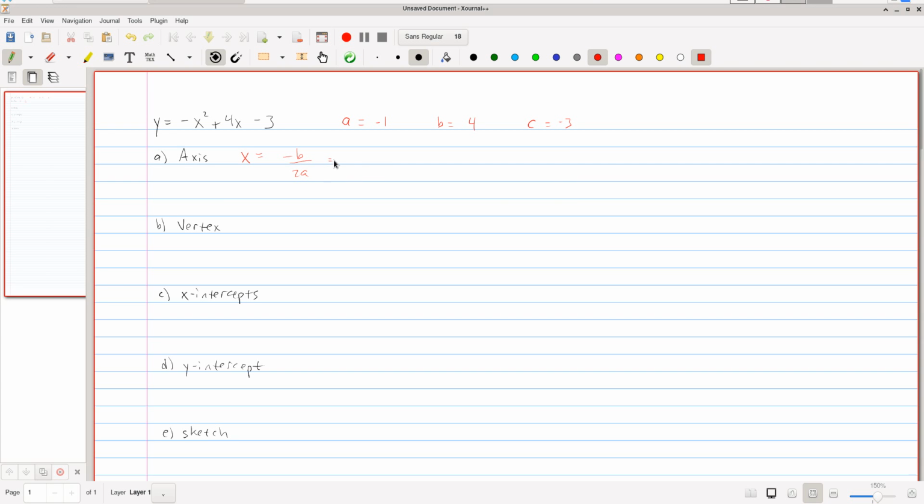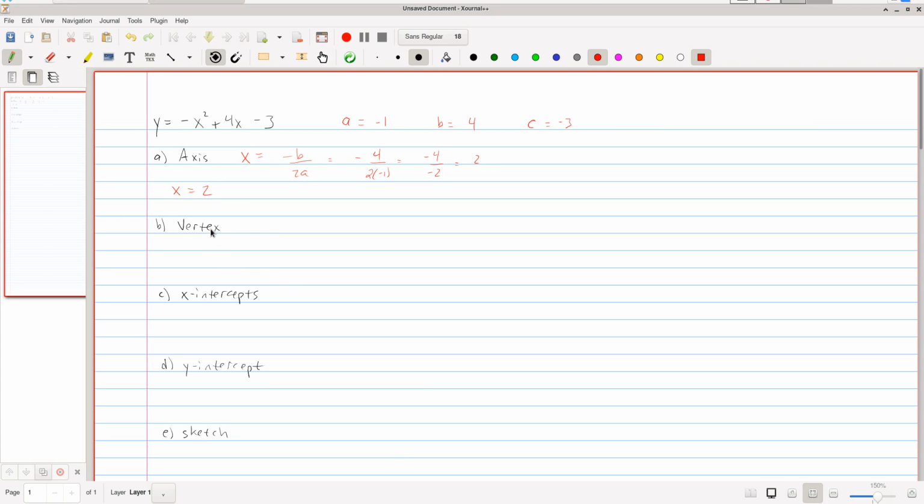So that means our x value is negative b, so negative 4, over 2 times a, which is negative 1. So this is negative 4 over negative 2, which is positive 2. So the axis of symmetry is the line x equals 2.